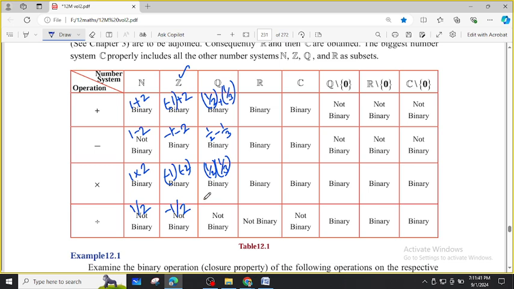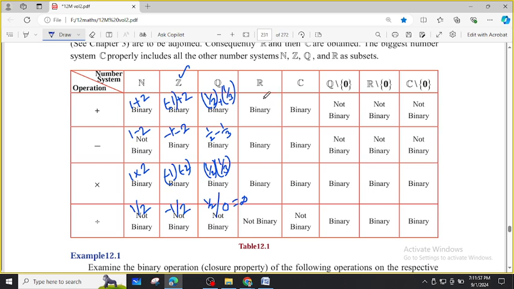How, sir? 1 by 2 is a rational number, divided by 0, 0 is a rational number, but anything divided by 0 becomes infinity. So it indicates that for rational numbers, division is not a binary operation.